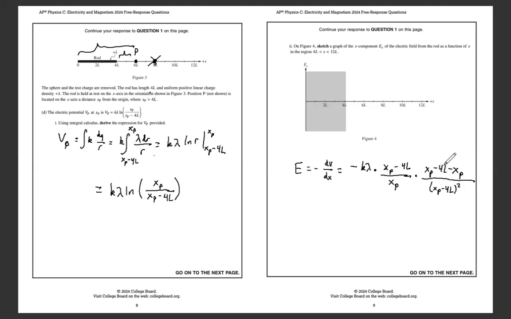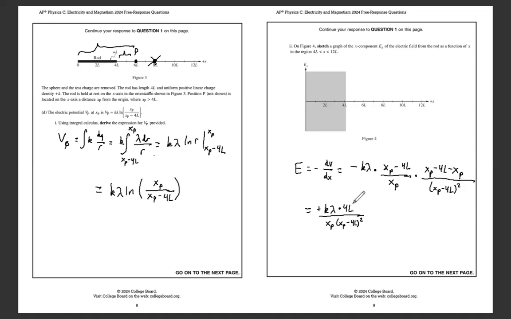Yippee. Okay. That just sucks. Negative k lambda times, well, those are going to go away. So you get 4L on the top, and then you get xp minus 4L squared.